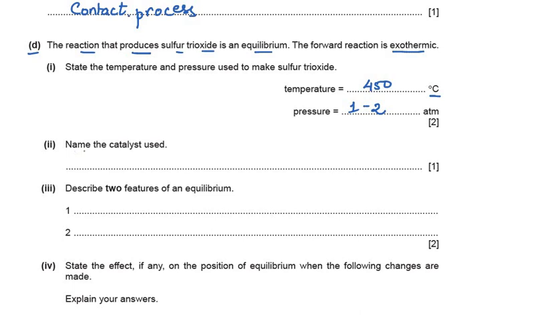Next sub question says name the catalyst used. The catalyst used is vanadium 5 oxide. I think it's a written name, so I'm writing it in full, but if you are supposed to write it in formula, you can write V2O5, but here formula is not allowed as it's written name. So name fully, mentioning the oxidation number also, because that's important.